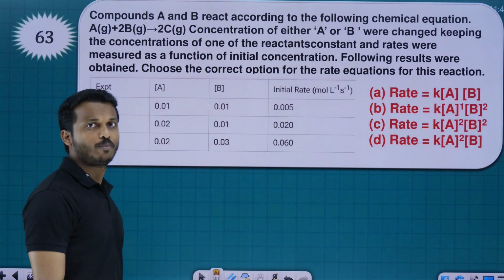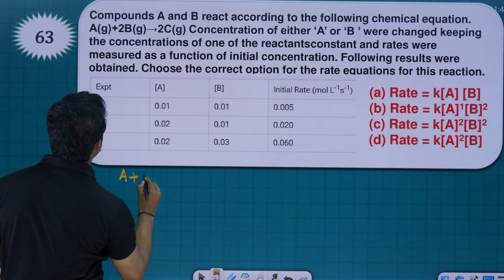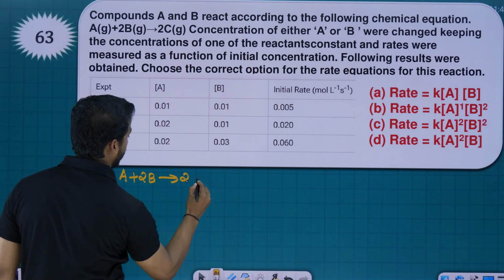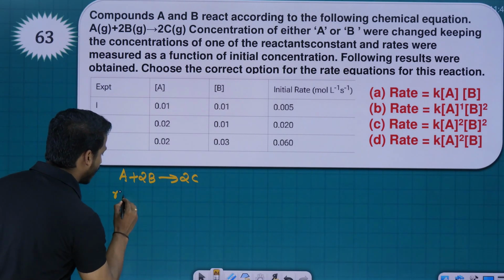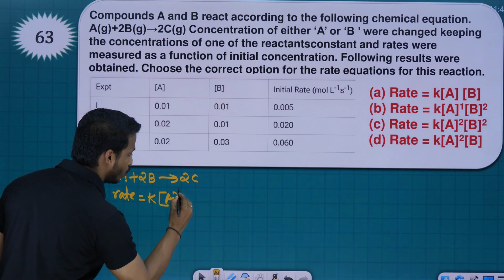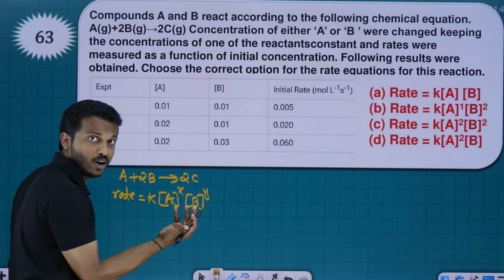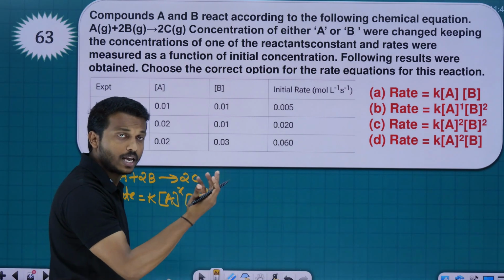Next, compounds A and B are reacted. This type of question, many times you may practice in classes. So the reaction is given as A plus 2B gives 2C, right? So immediately write the rate law. Rate law is equal to what? k into [A] raised to x into [B] raised to y, because we can't predict the order. Order is a practical, experimental quantity.